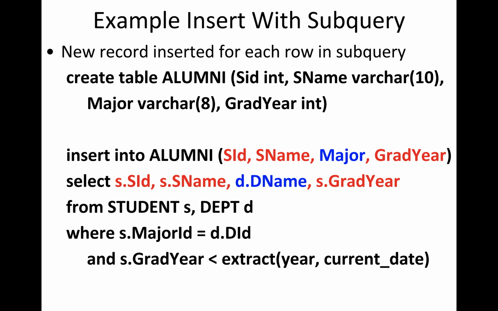And then we extract some fields from either one: 3 fields from the student table, 1 field from the department table. We're building the records that we're going to insert into the alumni table that presumably match data types. So student ID, we're grabbing from student ID, student name, department name, and the graduation year. Mix and match. Okay, make sense?